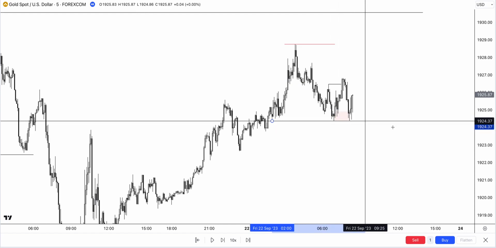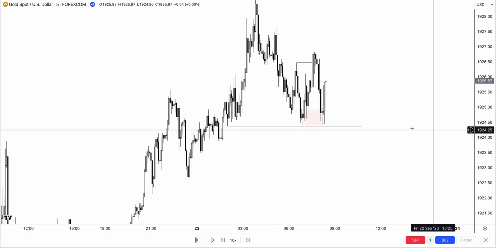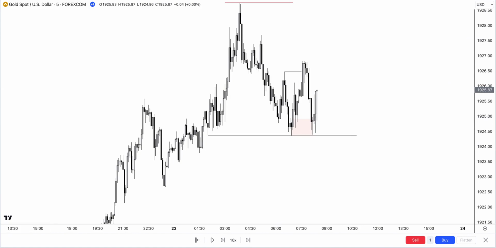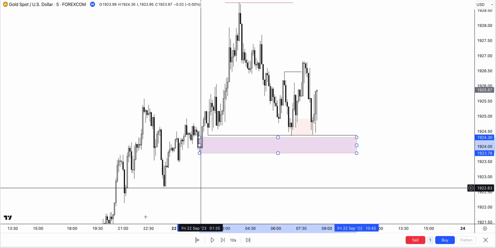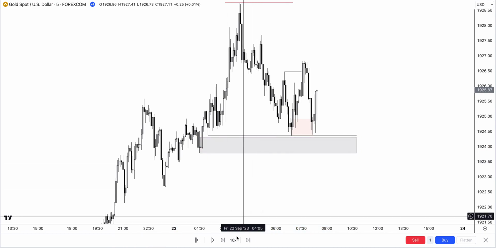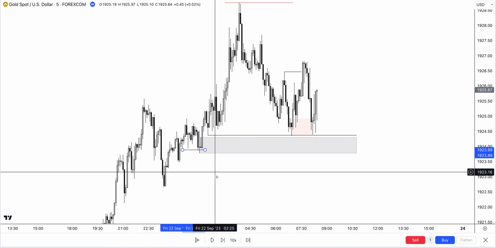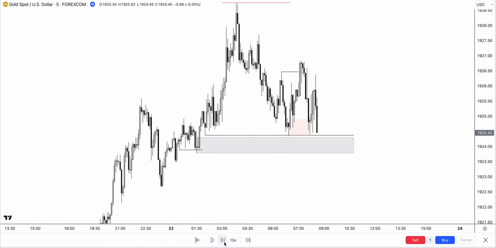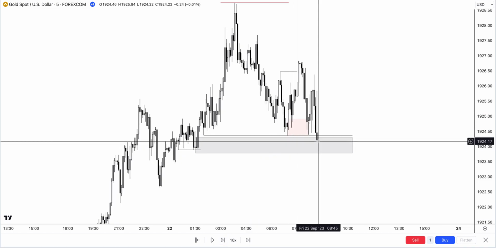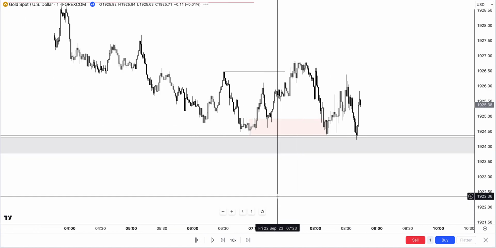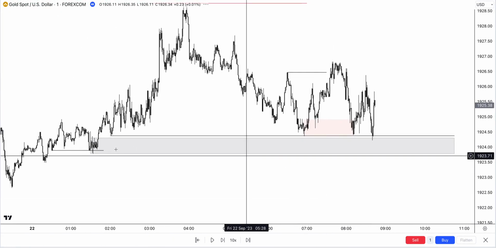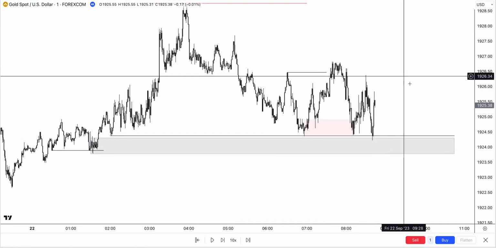If we grab this low and drag it across, we want to see price below it for a buy. And you can see we got a liquidity block sitting right below. Perfect. So let's continue here. Price trades below it, taps into the area. Go on the 1 minute. Taps into the liquidity block area, runs away.